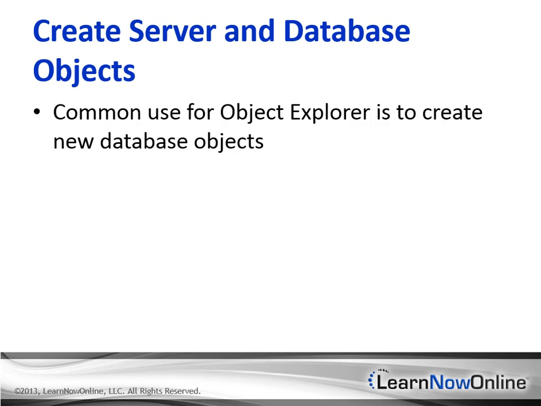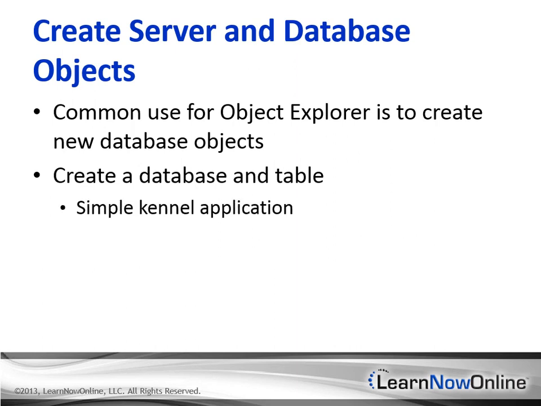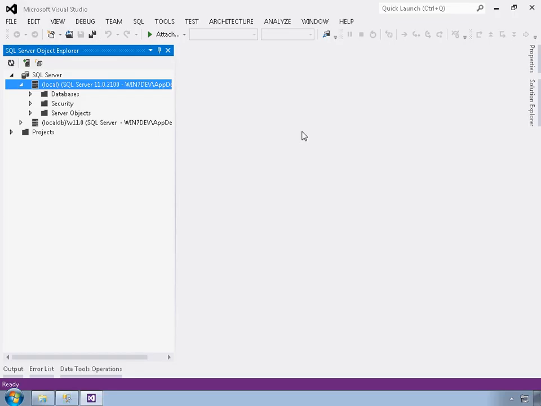One of the most common uses for SQL Server Object Explorer is to create new database objects, particularly in the early stages of application development or when upgrading an application's database. Now you'll see how you can create a new database and a table within it as part of developing a very simplistic kennel application for keeping track of the dogs in a kennel. The first thing I'm going to do is create a new Kennel database using the connection that I already have here within SQL Server Object Explorer.